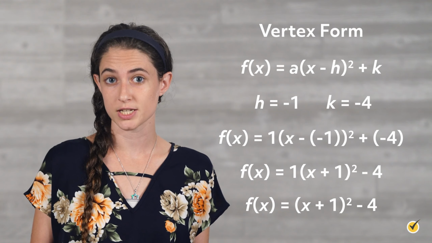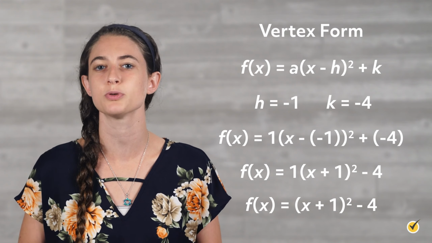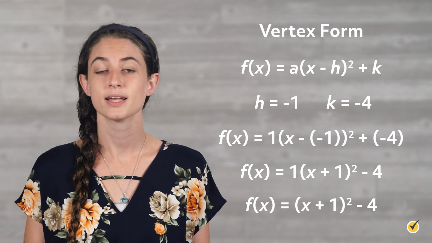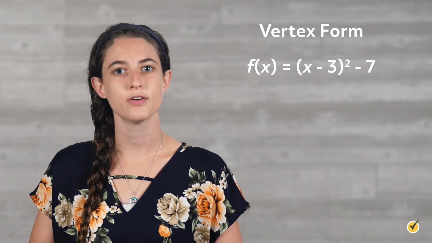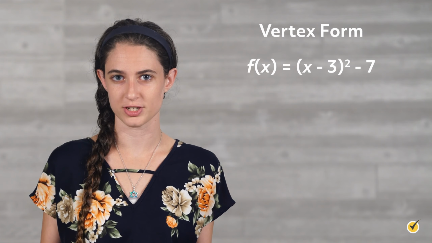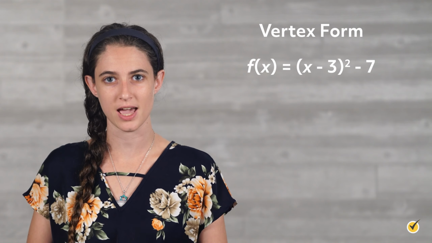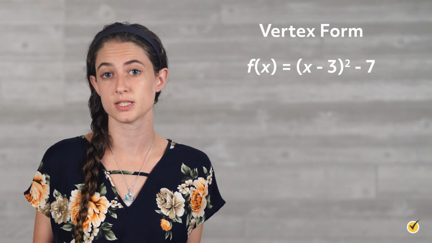So far, we've found the vertex from a quadratic in standard form. How is the process different when our function is presented in vertex form? Let's try a new problem. Here's another quadratic function. f of x is equal to (x minus 3) squared minus 7. Our goal is to find the vertex. Since our function is in vertex form, we just need to identify h and k. The key is to be careful with the signs.